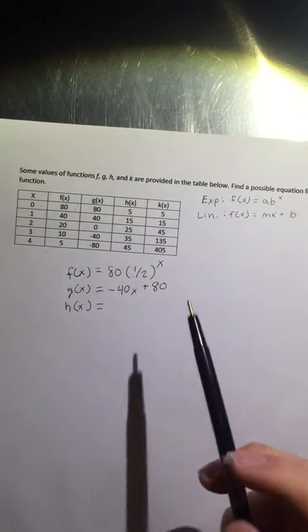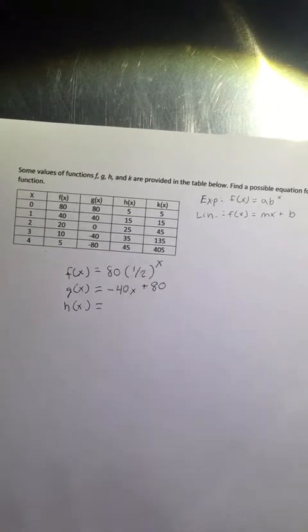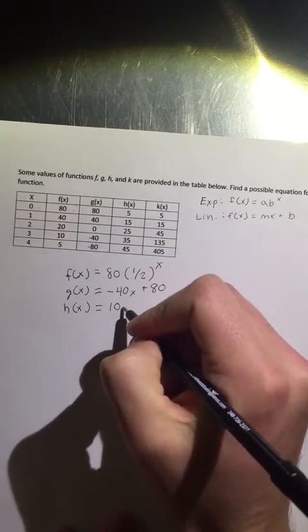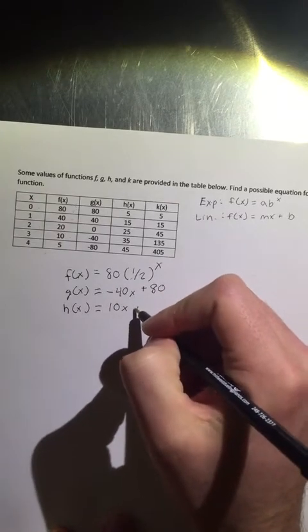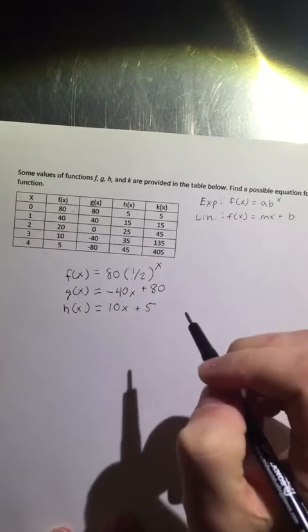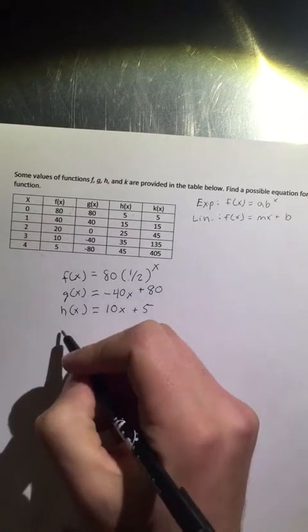So we got 5, 15, 25, 35, 45. So this one, you can obviously tell that you're going up by 10 every single time. So it's going to be 10 times x, or 10x, plus our initial 5, plus 5. Pretty straightforward. So let's do our last one.